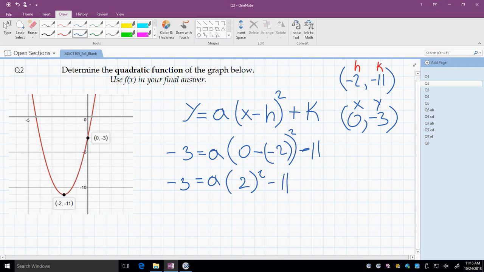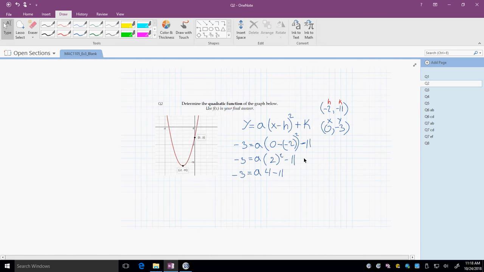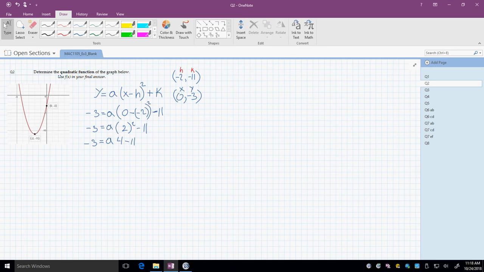So first I fix the sign: negative and negative give me positive, raised to the second power, minus 11. Now I do the parentheses and exponent. 2 times 2 is 4, minus 11. It's easy to get confused in here, so I like to go step by step. So -3 equals 4a minus 11. Now I need to move the 11 to the other side of the equal sign by adding 11 on both sides.